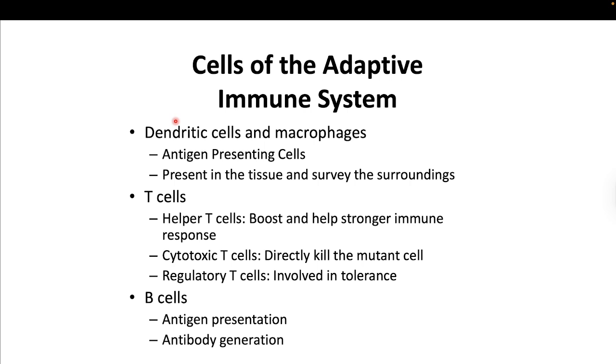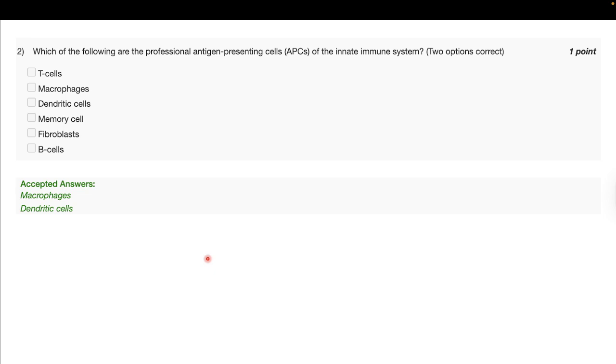So they present it to the T cells. T cells are of different types. They could be your helper T cells, they could be your cytotoxic T cells, or they could be your regulatory T cells. All of these are involved in controlling the infection. They start killing the cell. It could be a pathogen, or it could also be an intrinsic cell belonging to the human body which has gone mutant. So they also play an important role in controlling cancerous cells. And your B cells then are responsible for generating antibodies against the pathogen. So your dendritic cells and macrophages are the professional antigen presenting cells of the innate immune system. I hope this is clear.